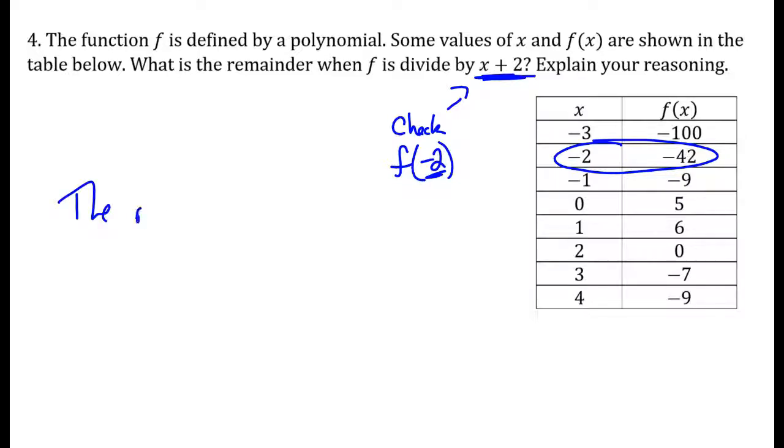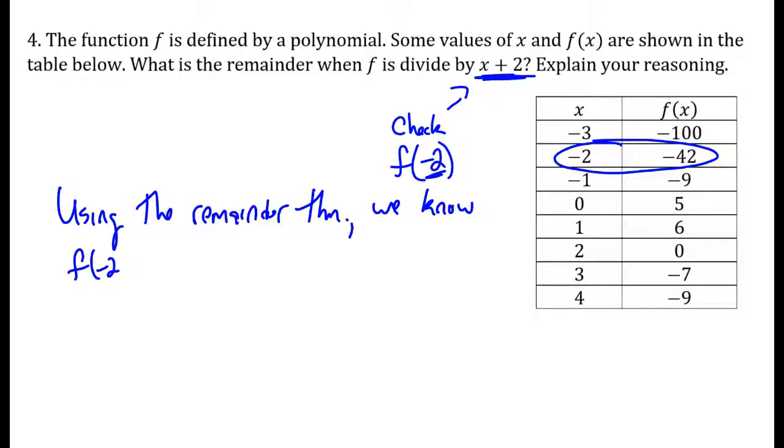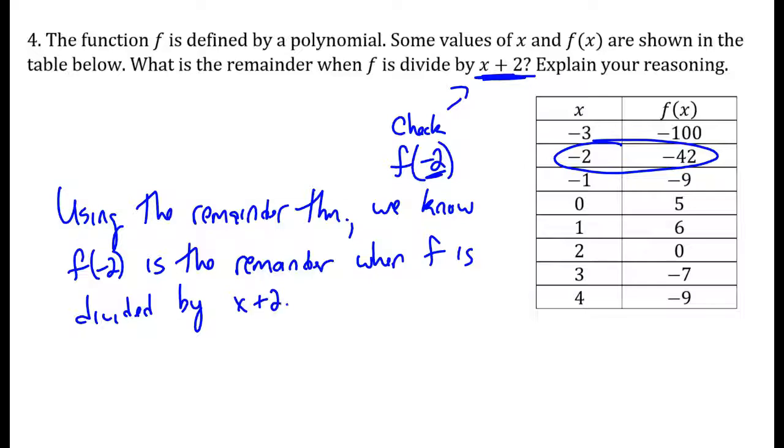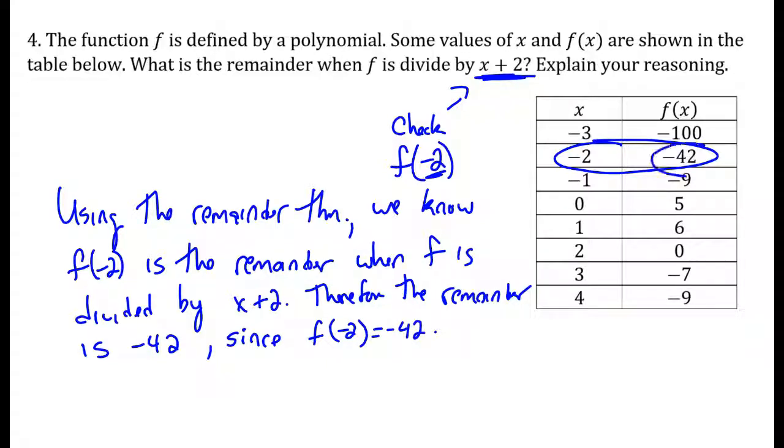What's my remainder? Using the remainder theorem, we know f of -2 is the remainder when f is divided by x plus 2. Therefore, the remainder is -42, since f of -2 equals -42. That value right there is my remainder. It's a very, very powerful theorem to check your division and to see if things are quickly factors or not, because you get to avoid some of that division by just inputting a number and checking its output.